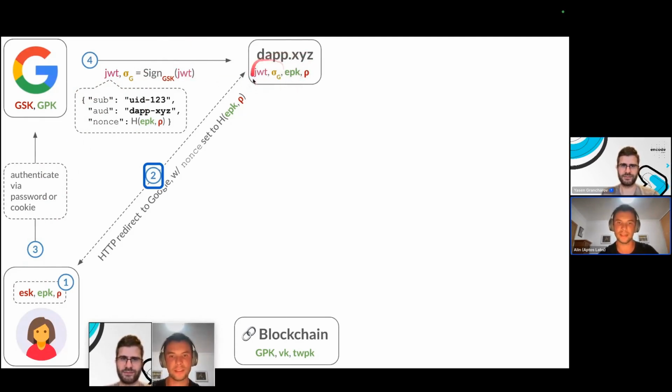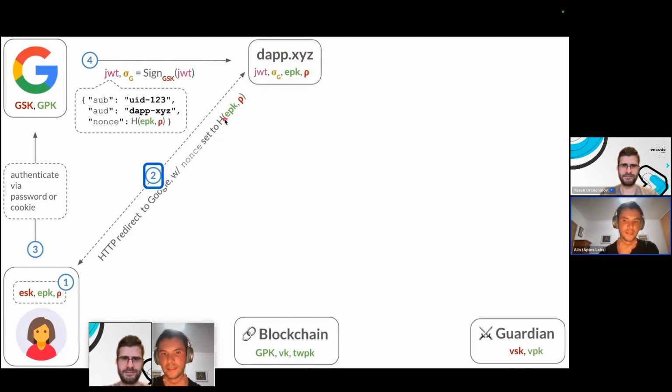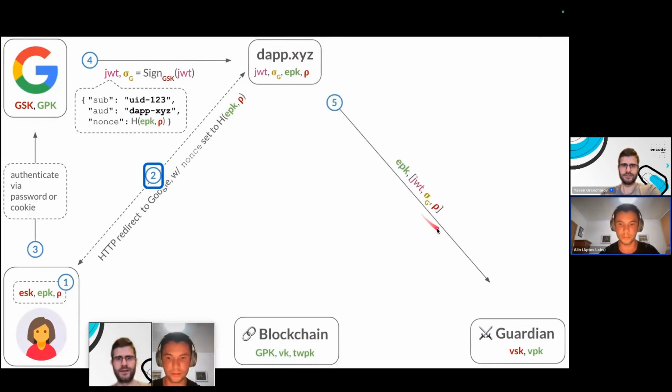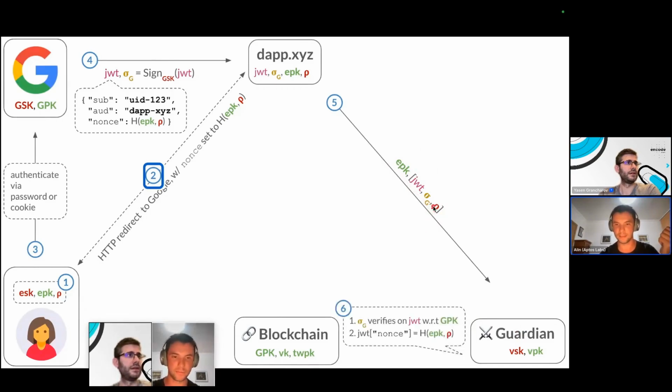So the application has the JWT, the Google signature, and maybe it has the ephemeral pub key and the blinding factor because it needed to assemble this URL. Now, what does the application do? It wants to compute the zero knowledge proof, but it can't because it doesn't yet have the pepper, right? The pepper is a secret input to the zero knowledge proof. So first it has to go to the pepper service, here called the guardian. And to go to the pepper service, it goes there with the JWT, with the signature from Google, with the EPK and its blinding factor.